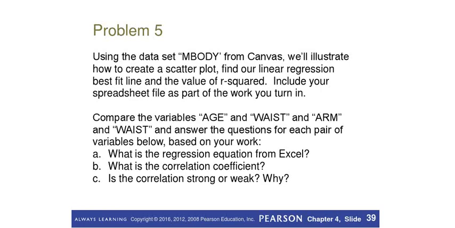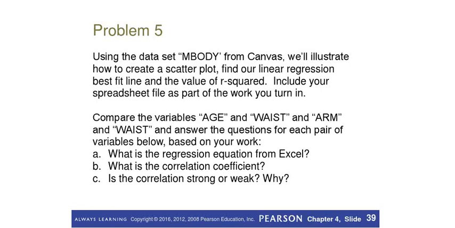Hello everybody. In the previous videos I've been showing you some background information on how we might go through talking about the relationship between two variables, talking about things like a least squares regression line, talking about the idea of a linear regression and how closely it fits, so we get a correlation coefficient. Now what we're going to do is illustrate how we do this in Excel by using the data set MBody from Canvas.